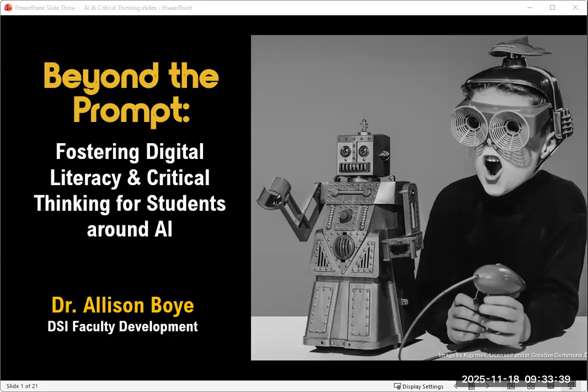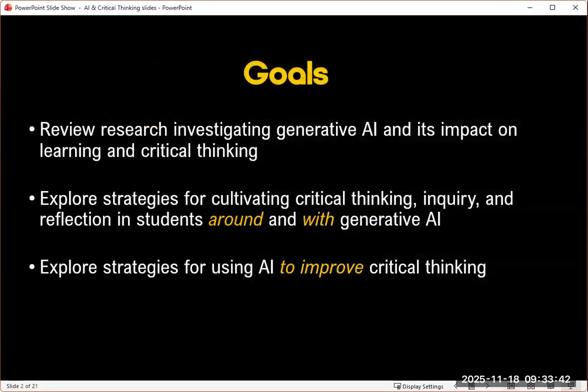So our goals for today's workshop are these: to review research investigating generative AI and its impact in general on learning and critical thinking. And then we will explore strategies for cultivating critical thinking, inquiry, and reflection in our students around and with AI, but then also some strategies for using AI to improve or enhance critical thinking. So a few different goals for today.